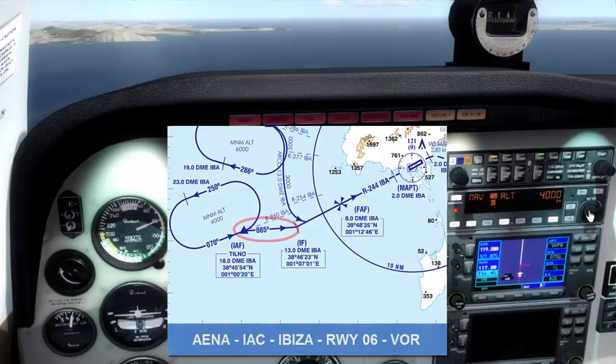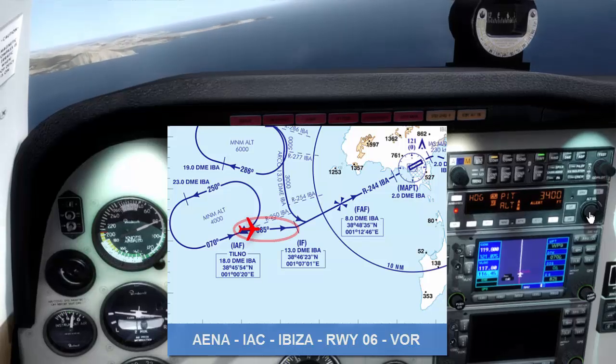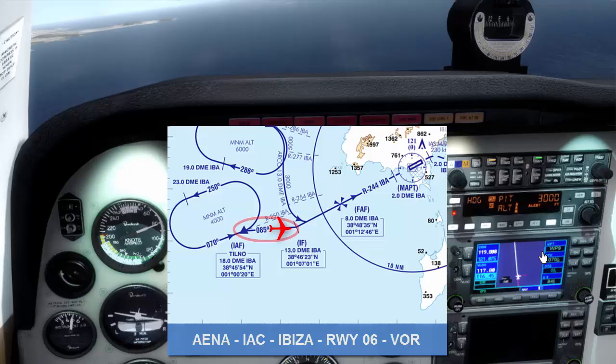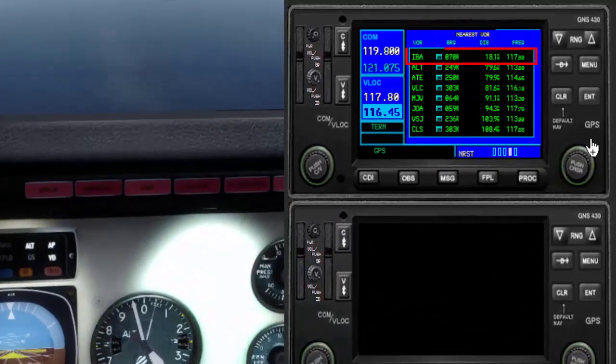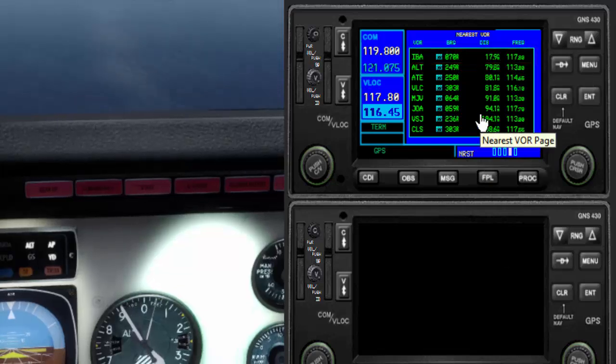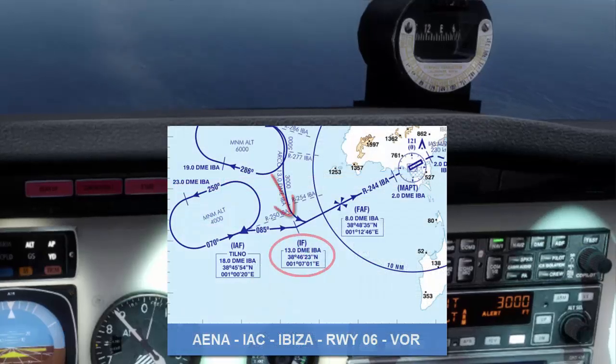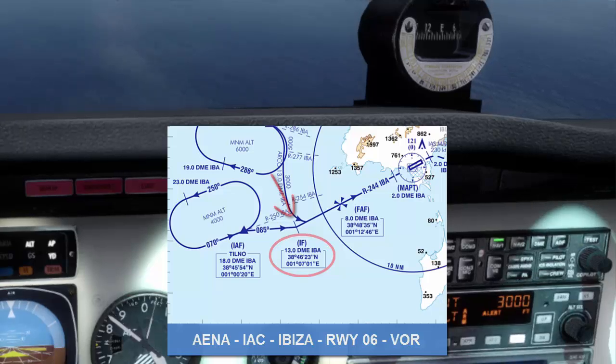When we reach the initial approach fix Tilno, we will follow the radial 085 that we have already programmed in the horizontal situation indicator instrument. Okay, we'll show you that right now. And when we reach Tilno, we will press the HDG button in the autopilot. So right now we are at 0 nautical miles to Tilno, we are in Tilno, and we press HDG, and the HDG button will change the heading of our aircraft to the radial 085, which is what is indicated in the chart. Okay, and now we take a look at the IBIZA VOR, because we need to reach that point, the IF, the intermediate fix.